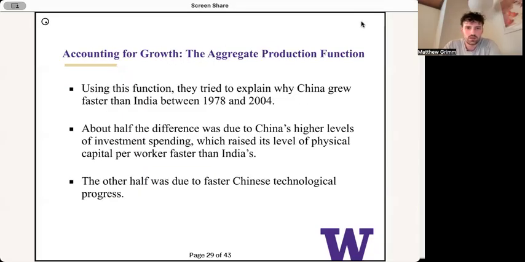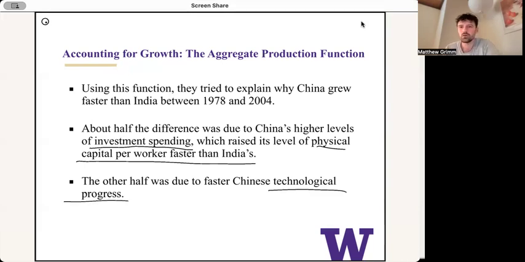Okay. So, using this information, these economists tried to explain why China grew faster than India between 1978 and 2004. About half the difference was due to China's higher levels of investment spending, which raised its level of physical capital per worker faster than India's. So this investment spending was investing in factories, investing in tools for our workers to use. And then the other half was due to faster Chinese technological progress.